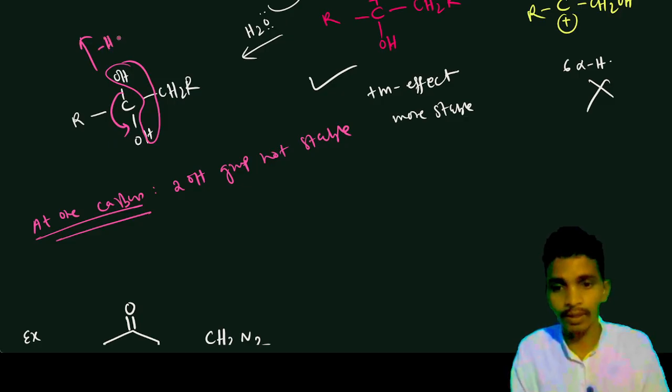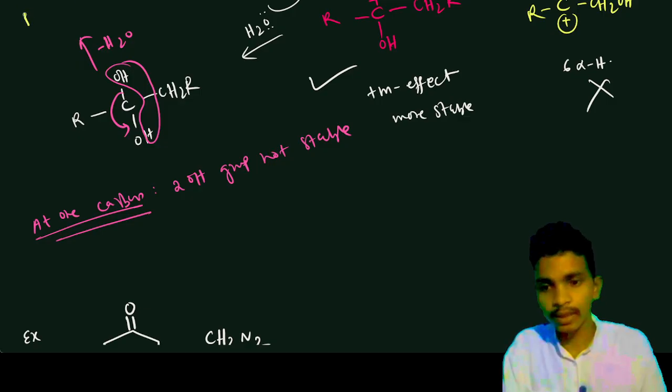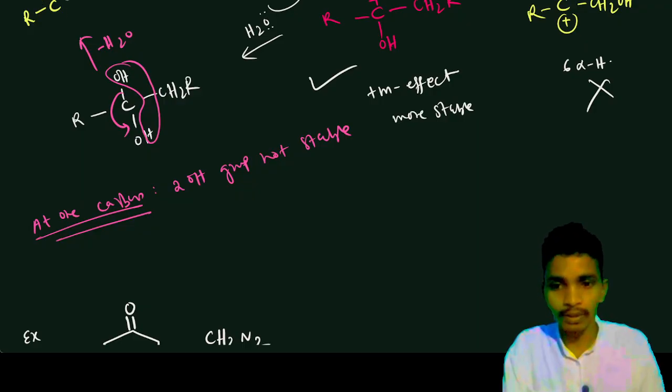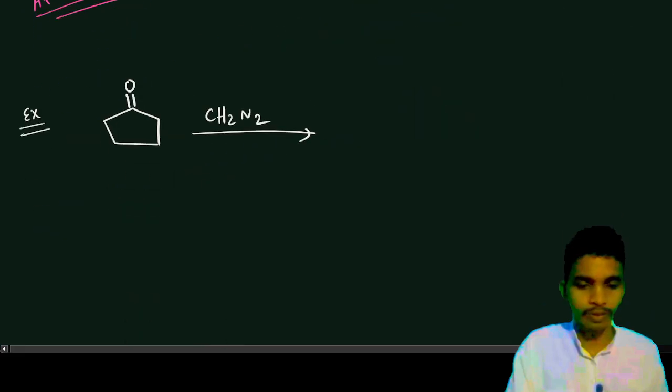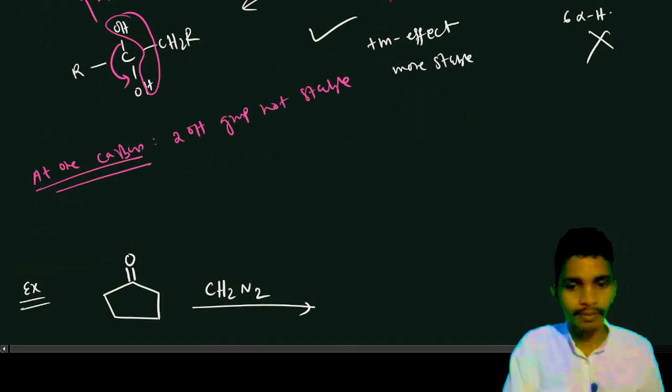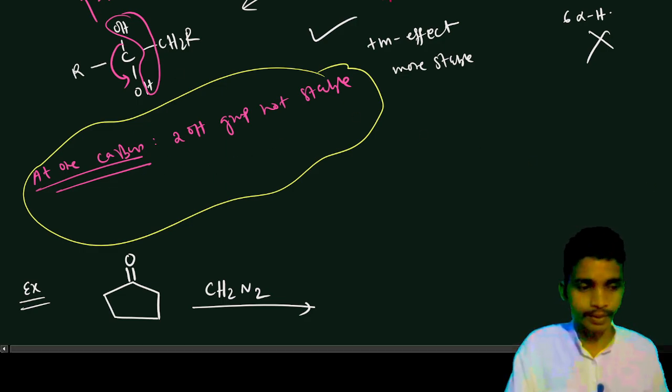Water is released here, and what will we get? This R and a double bond O, because this went to here, and this is going to be the CH2R. So this is the final product for this question. Likewise we will solve the question. At 1 carbon, two OH groups, we will never see that. This is not stable, so water will be released here. Likewise we can solve these questions.